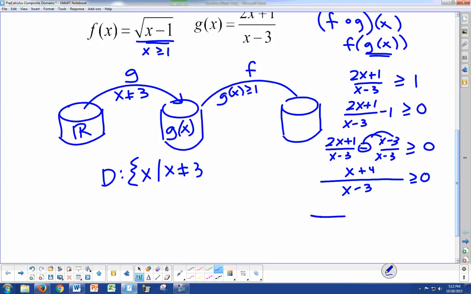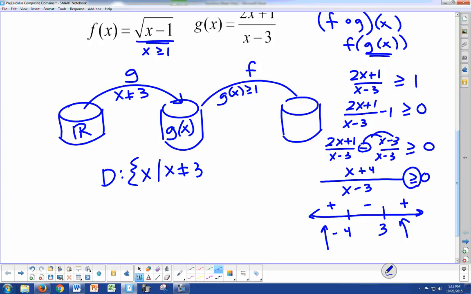All right, I'm going to make a little sign chart here to see where my fraction is positive and negative. The numbers that would go in there are positive 3 and negative 4. And we see that our fraction would be positive to the right of 3, negative for numbers between negative 4 and 3, and positive for all numbers less than negative 4. So we're looking for places where this particular fraction is greater than or equal to 0. So we're really looking for the areas to the far right and the areas to the far left.